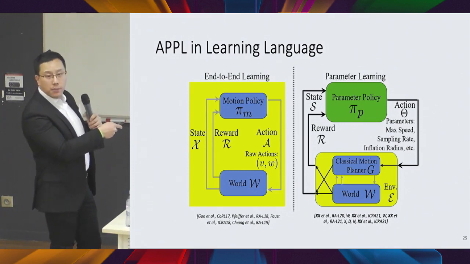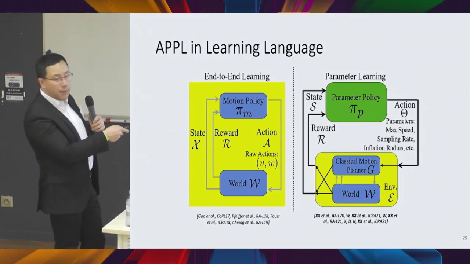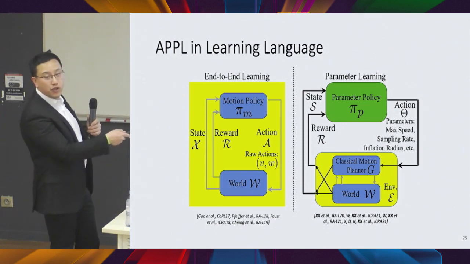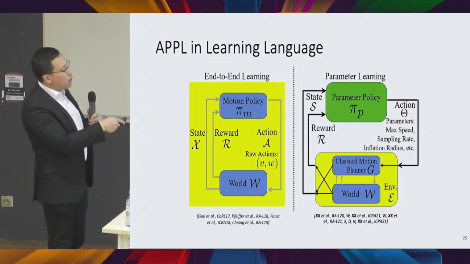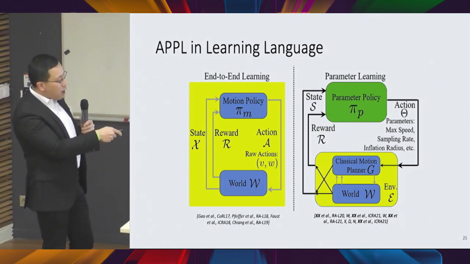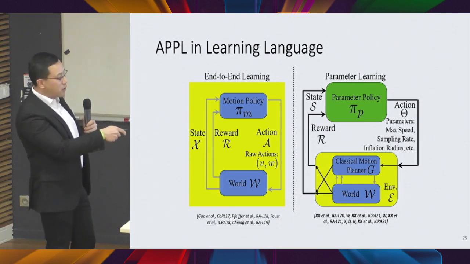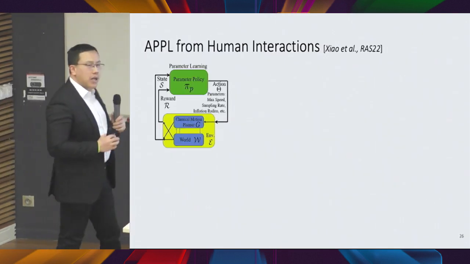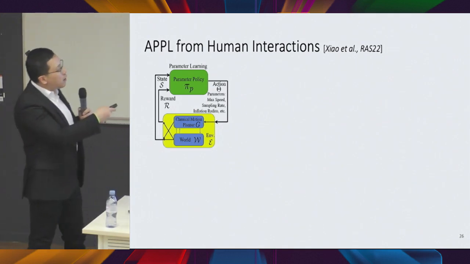Instead of a motion policy π_M, we learn a parameter policy we call π_P here, which does not directly interact with the physical world W. But we devise a meta environment we call E here, which contains both the physical environment W and a classical motion planner or classical navigation system G. So the action space is no longer the raw actions to drive the robots in the real world, but all the parameters to be used by the underlying classical motion planner G, so that the motion planner G can constantly change the parameters to adapt to different scenarios in the real world W. So this is the high-level APPL paradigm in a learning language.